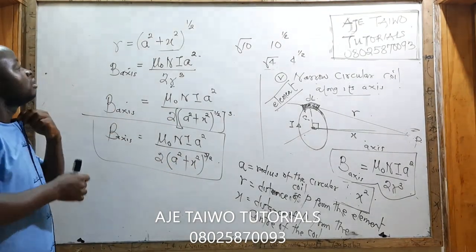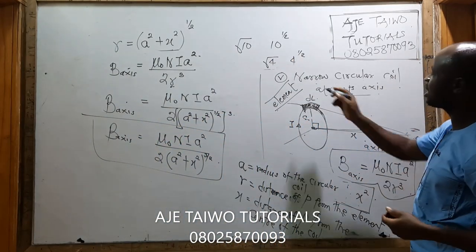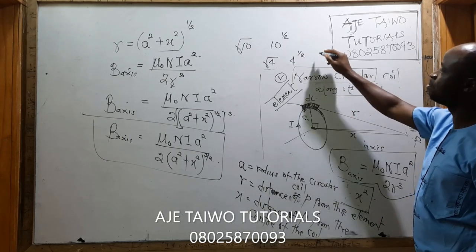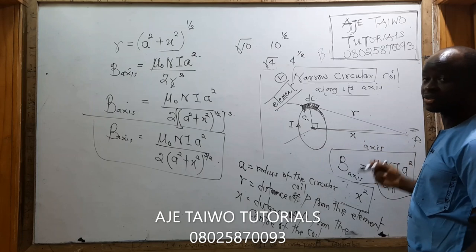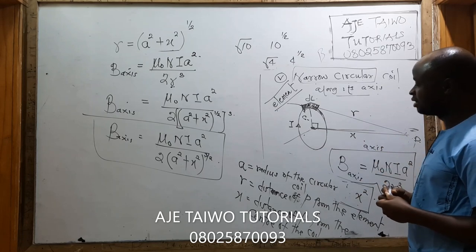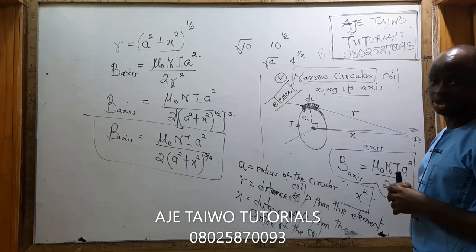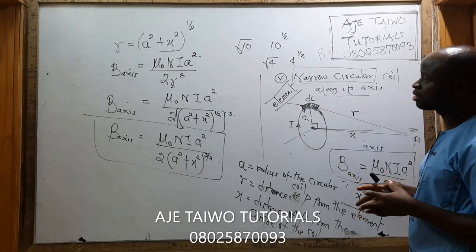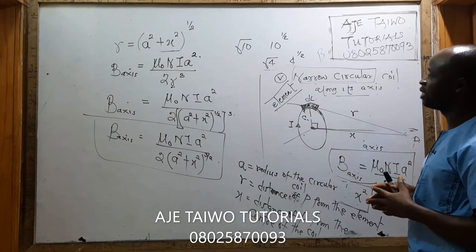So, anytime you are dealing with a narrow circular coil, let's determine whether you are finding B at the center or B along the axis of the coil. This is what we will draw the curtain on for today. In the next class, we shall start with calculations and examples to conclude the topic.